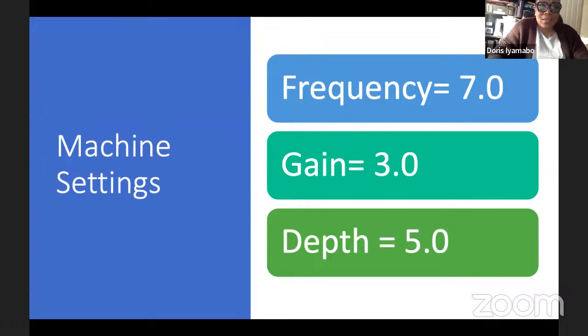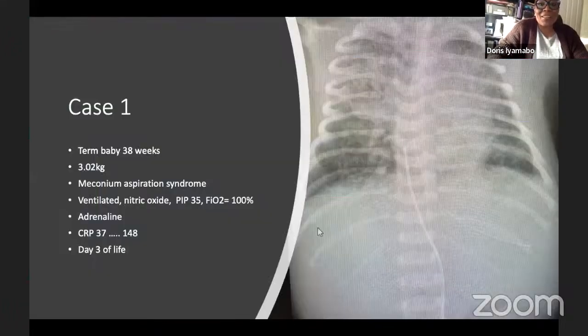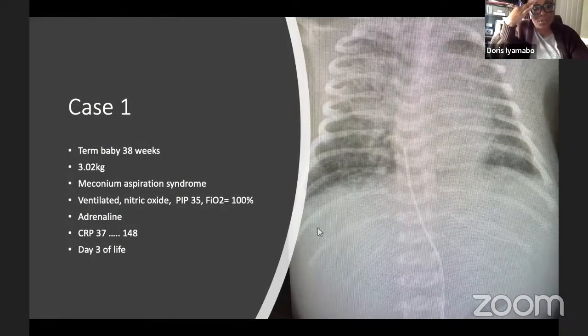I'll start with the first case. I must confess that the images look better on the machine than on my slides, but let's see how it goes. The first case is a term baby, 3 kilograms at birth. There was an uneventful antenatal history. The baby was born by normal vaginal delivery, with a history of meconium at birth, and subsequently developed respiratory distress, which worsened, and he eventually was in 100% oxygen. He was ventilated, given a dose of Curosurf, 200 milligrams per kilo, started on nitric oxide and transferred to a level 3 unit in 100% oxygen with pressures of up to 35.